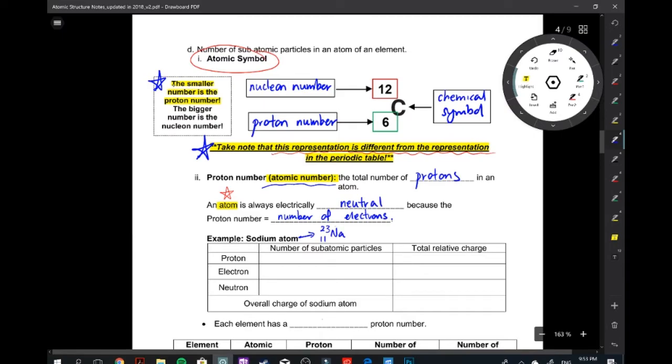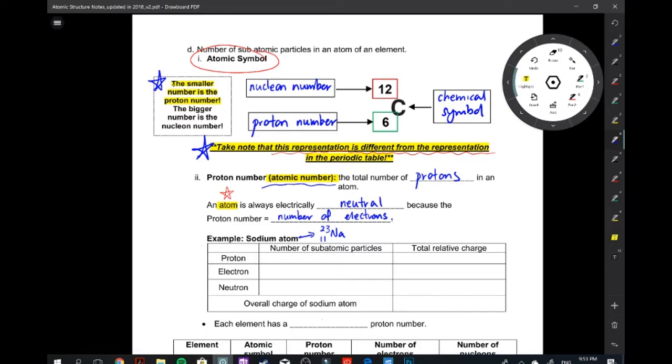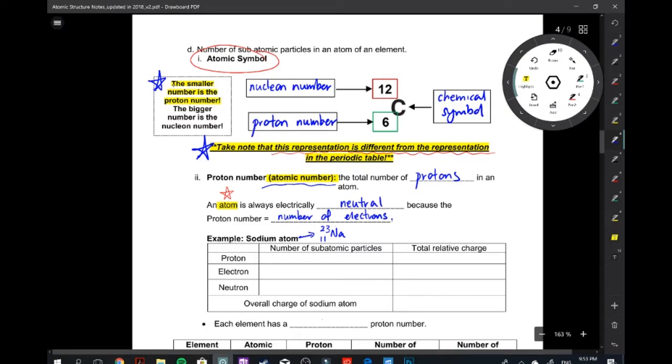The number of protons, as you can see from this number at the bottom, is 11. As what I've mentioned just now, the number of protons in an atom is always equivalent to the number of electrons. So for the number of electrons, there are also 11 of them. Now, for sodium itself, it actually has 12 neutrons. We'll talk about how we derive this in the later part.